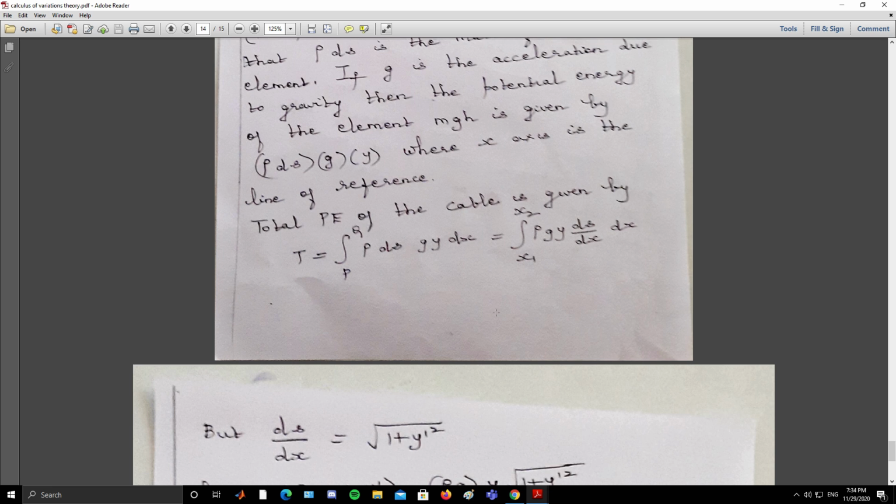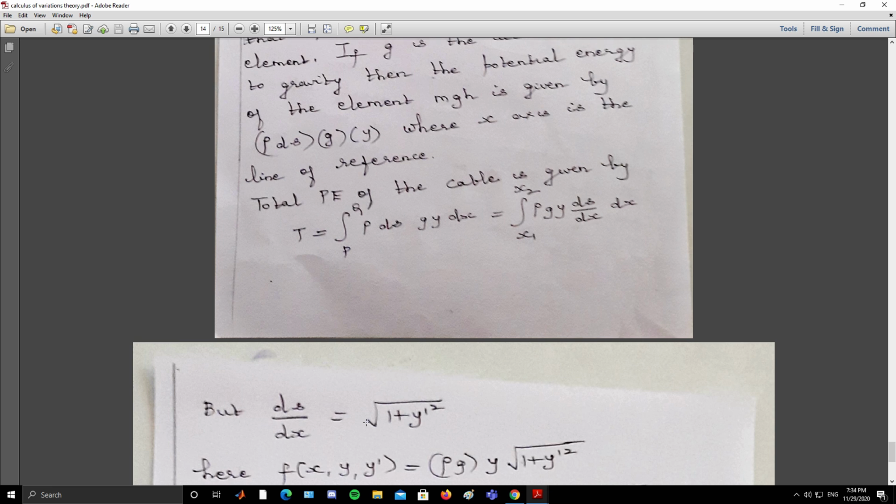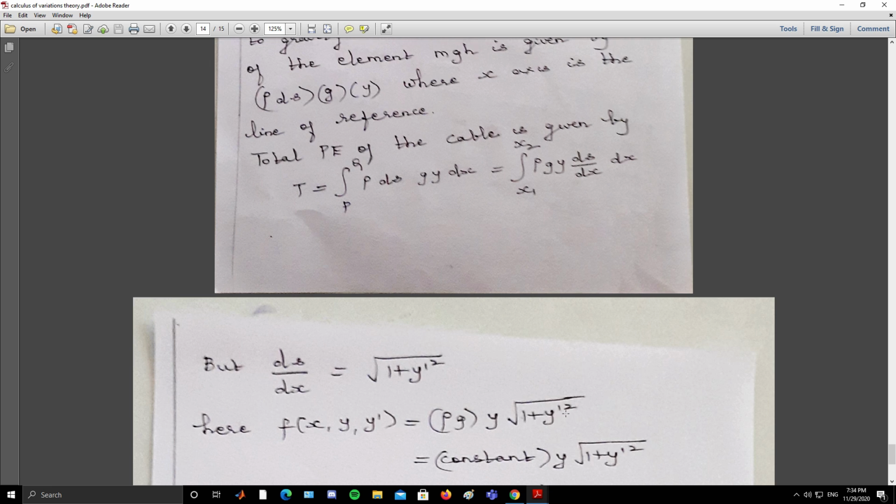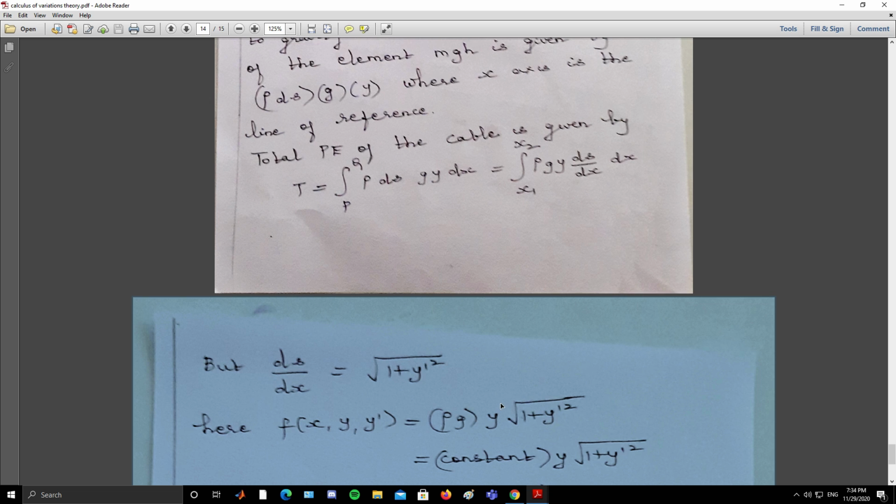What is ds by dx? What is the derivative of arc length? Root of 1 plus y dash square. Rho g is a constant. So we have rho g into y into root of 1 plus y dash square. So what is the function to be integrated? y times root of 1 plus y dash square, which is the same as the previous problem.